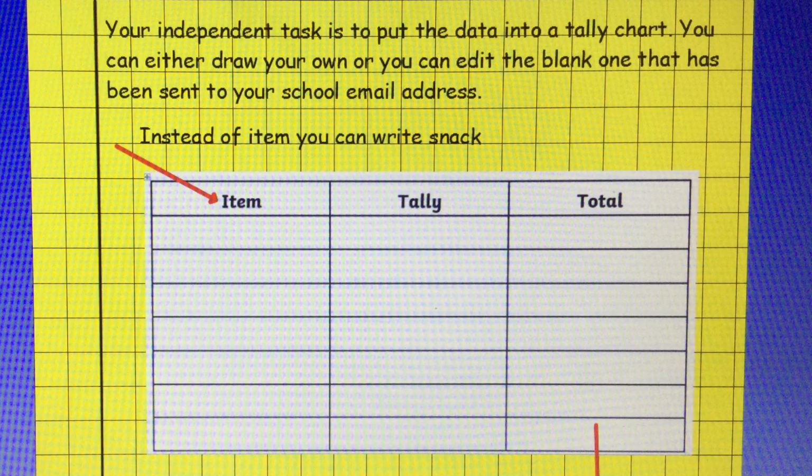Your independent task is to put the data that your teacher has sent you into a tally chart. You can either draw your own or you can edit the blank one that has been sent to your school email address. Instead of writing the word item, you could write snack instead and list the choices of the snack below. Instead of writing the word total, you could also write the word frequency. Remember, you need to include all the items, all the tallies, and all the totals. You can always go back and check the information that your teacher has sent you with your class data.